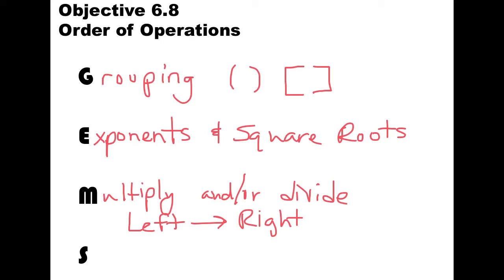When that third step, multiply and or divide, is completed, our last and final step is we are going to subtract and or add. And we also do this left to right. If subtraction comes first, we subtract. If addition comes first, we add. And we always do these two steps left to right.